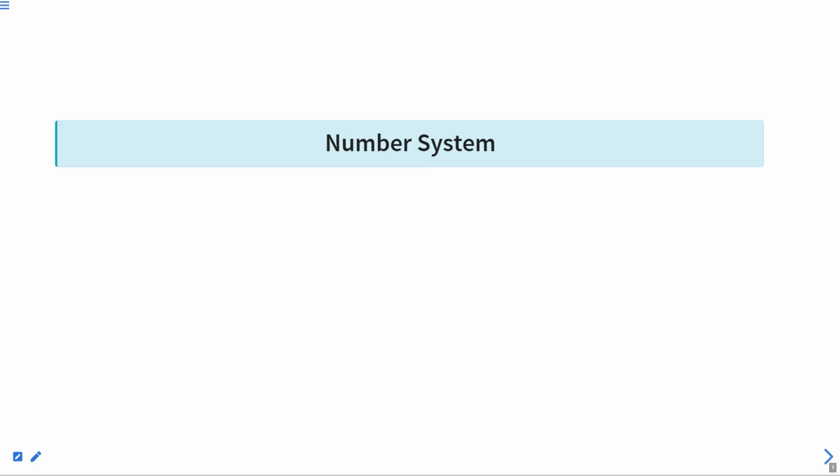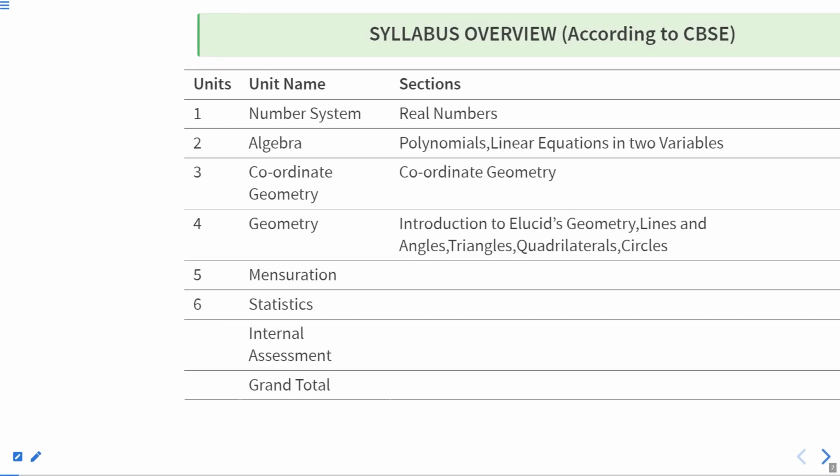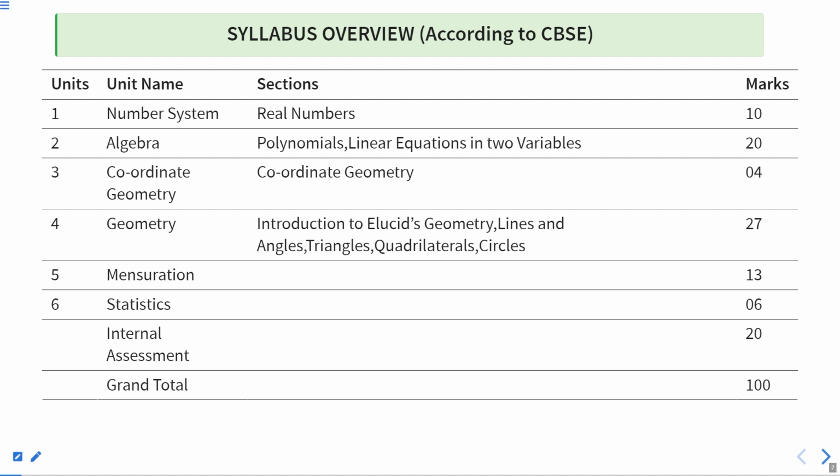Hello students, welcome to this lecture, Number System. In this lecture, first of all, we'll give you a syllabus overview according to the CBSE board. The first chapter is Number System, and here we will cover real numbers. The weightage of this chapter is 10 marks.